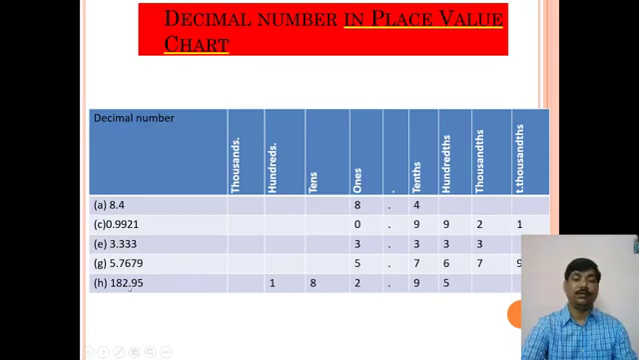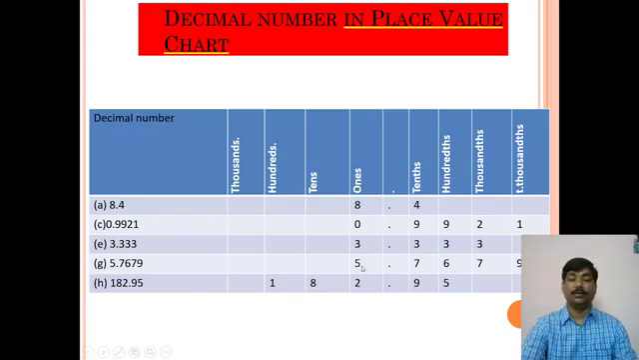Similarly, in this number, the ones place is 2, the tenths place is 8, written here. The hundreds place is written here. This 9 is at the tenths place. 5 is at the hundredths place. So we can write any decimal number in the place value chart, and we can make a decimal number from the place value chart. If the digits are written in the place value chart, we can write the decimal number.